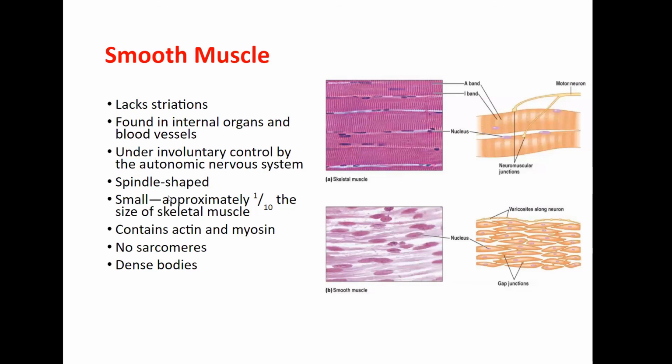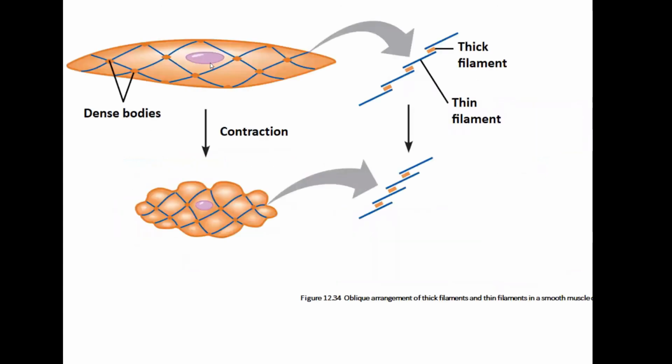So they're spindle shaped, they're small. They still contain actin and myosin. Said they don't have sarcomeres. They do have something called a dense body. That's a specific structure. A dense body just kind of communicates what's happening between the actin and myosin to the outside of this muscle fiber.